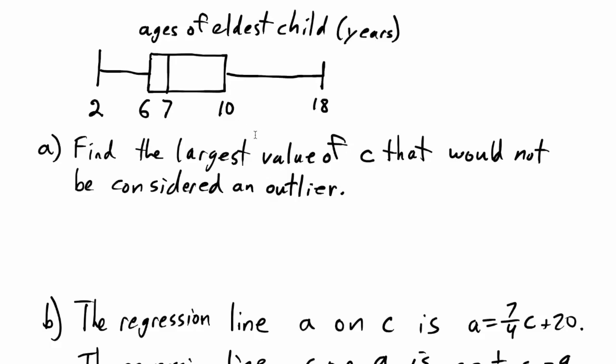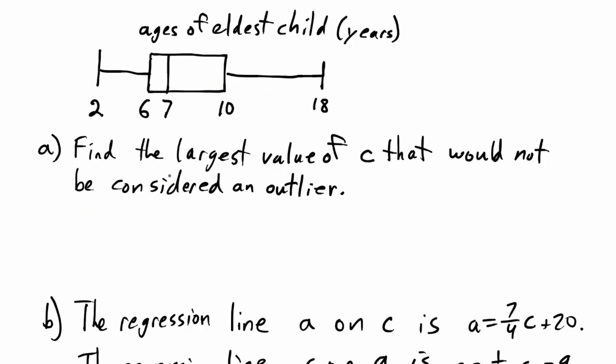This next question is a box plot question. Here we have a box plot, and this represents the ages of the eldest child, and C stands for child. So find the largest value of C that would not be considered an outlier. So we need to know this outlier formula, which is annoyingly not in the formula booklet.